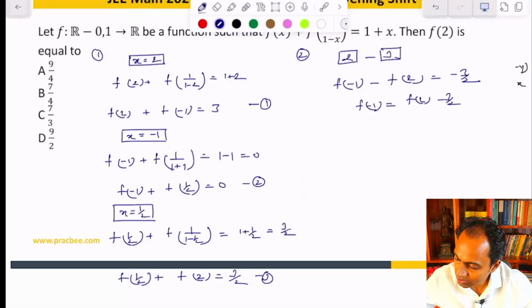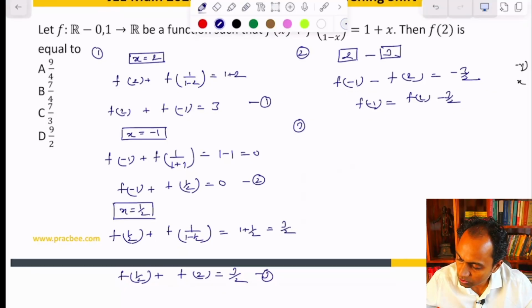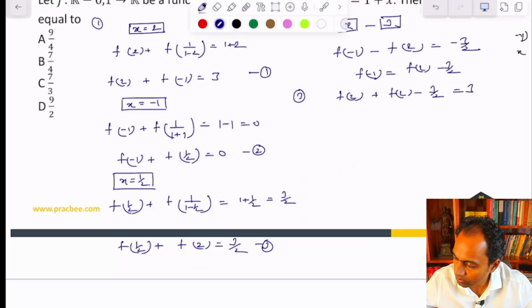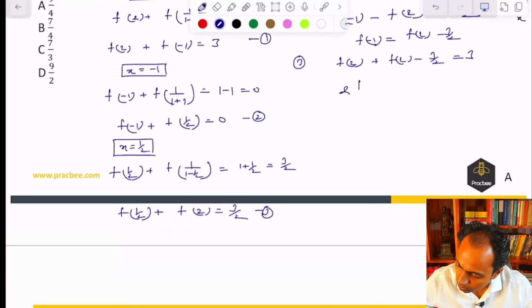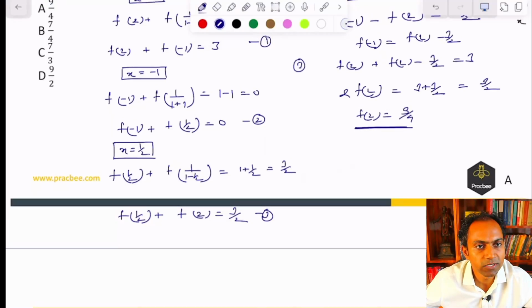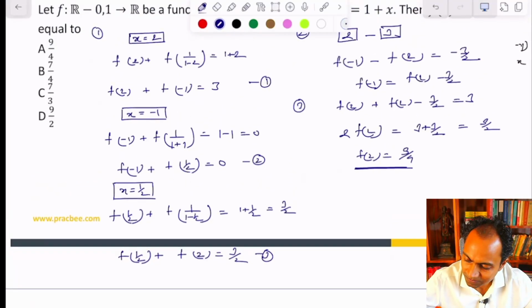Now we can take this value in step 3 and substitute in equation 1. So f of 2 is 2 only, but f of 1 became f of 2 minus 3 by 2. This is equal to 3. If I simplify, 2 times f of 2 would be equal to 3 plus 3 by 2. This comes out to be 6 plus 3, 9 by 2. So the value of f of 2 comes out to be 9 by 4. Let us check if this matches any option. So it matches option A.